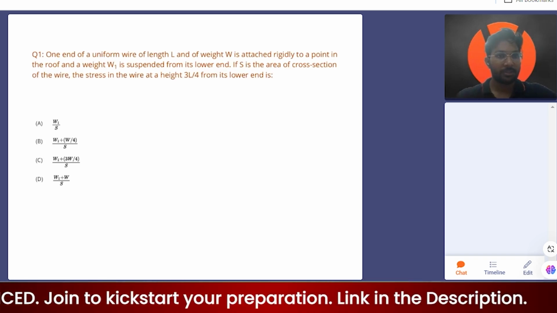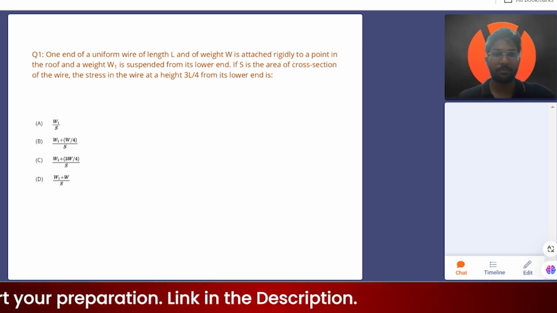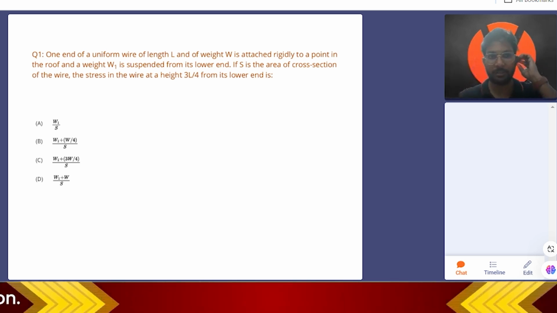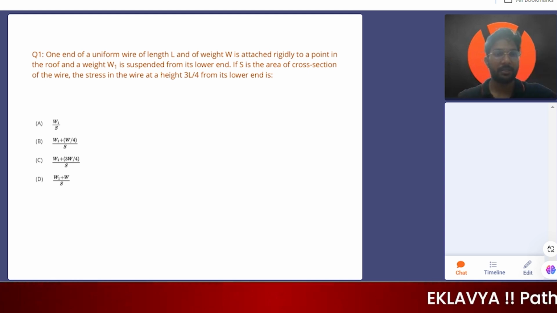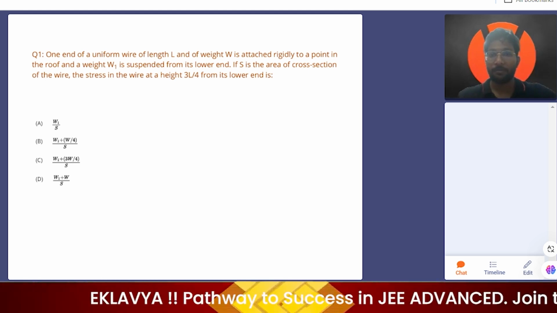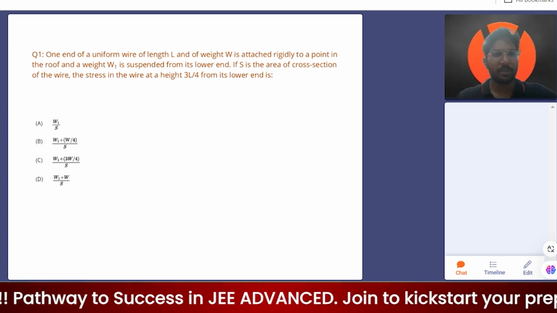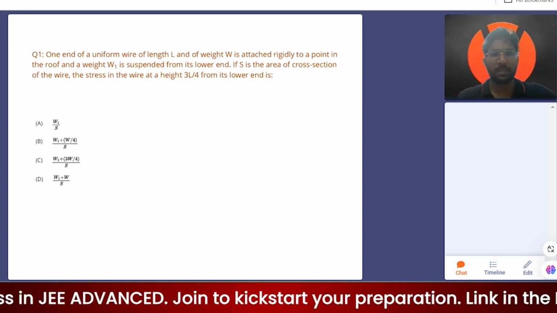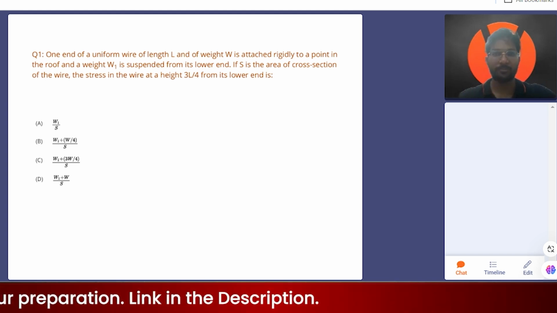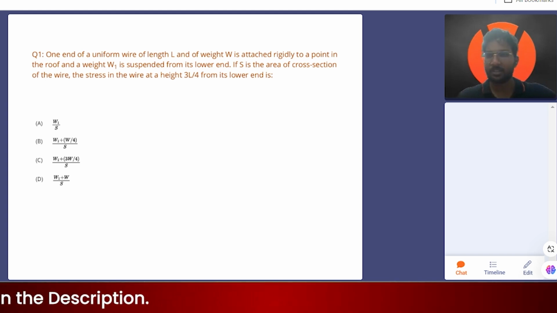So the first question says one end of the uniform wire of length L and weight W is attached rigidly to a point in the roof and a weight W1 is suspended from its lower end. If S is the area of cross section of the wire, the stress in the wire at height 3L/4 from its lower end will be. Now to understand this, we just need a simple free body diagram of it.